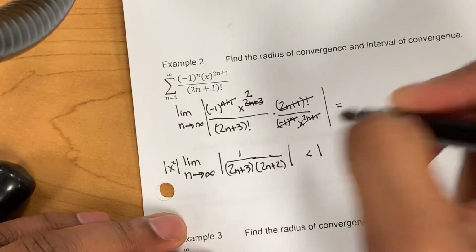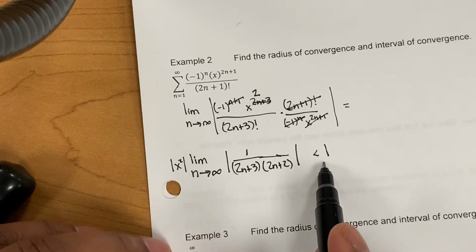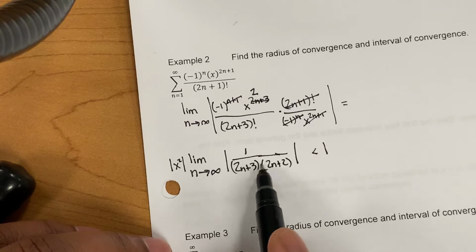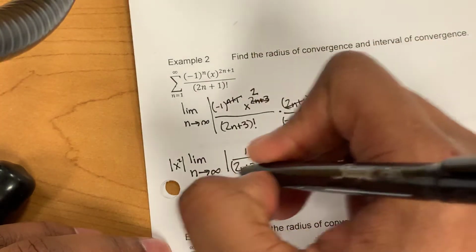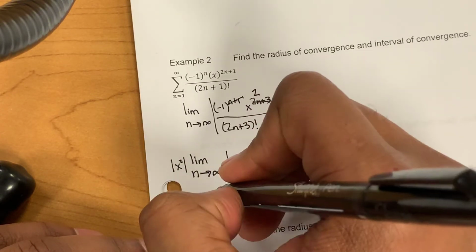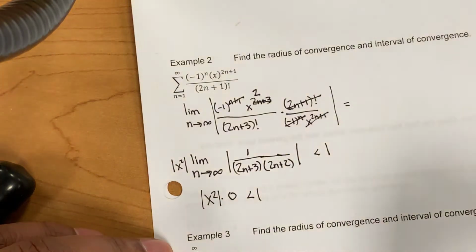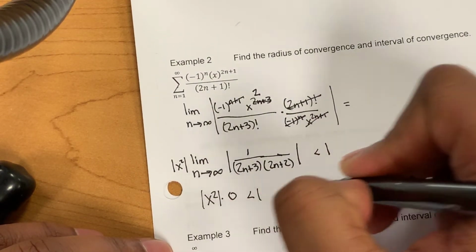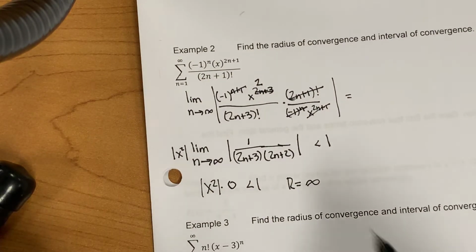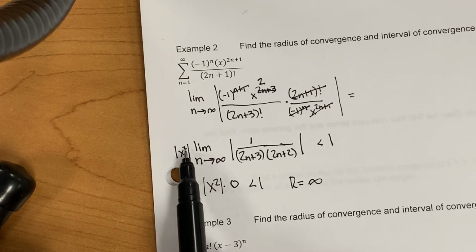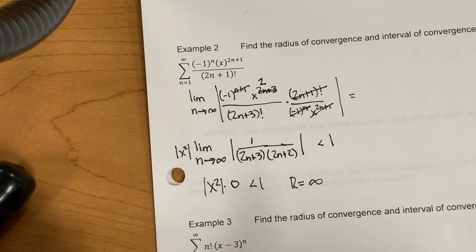So the answer for when this is less than 1 is always, because if n is a positive number, 1 divided by some number that's always going to be larger than 1 is always going to be true. So this is going to be x squared times 0 in absolute value, which is always less than 1. So r equals infinity in this case, because for every value of n, this converges. So for every value of x, this is also going to converge.